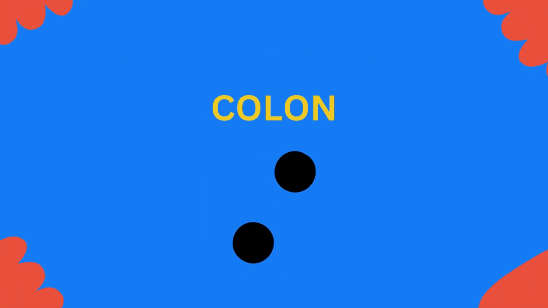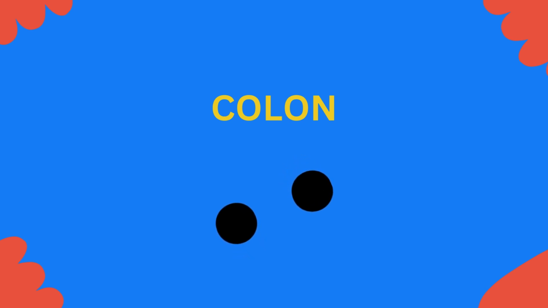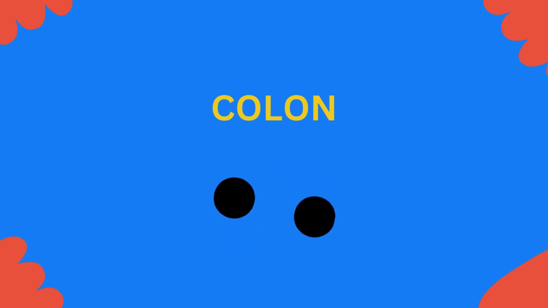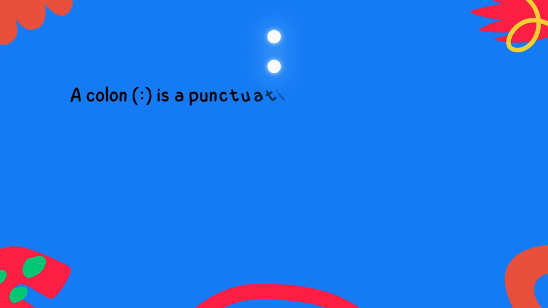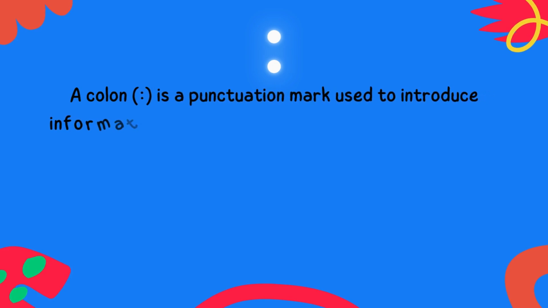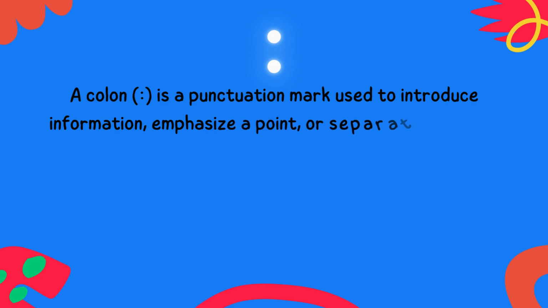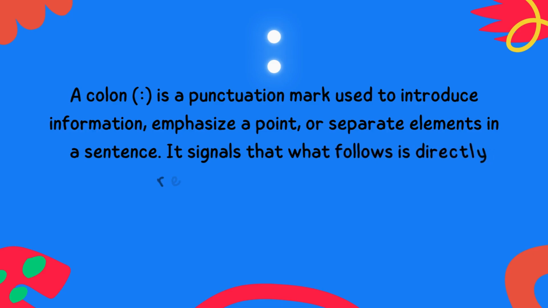Today in this video we will discuss what a colon is and its usage. Let's get started. A colon is a punctuation mark used to introduce information, emphasize a point or separate elements in a sentence. It signals that what follows is directly related to the preceding clause.